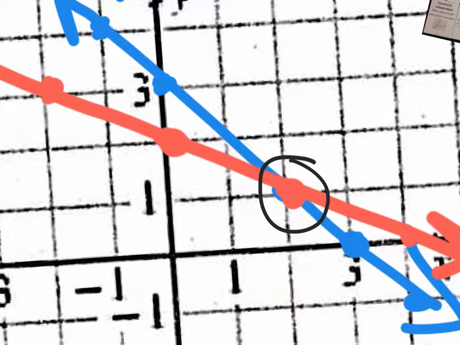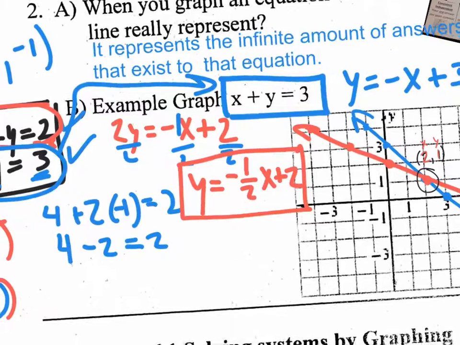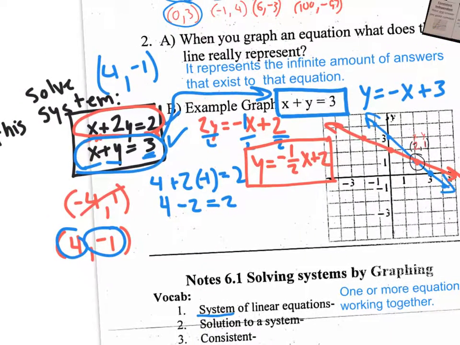And that point of intersection right there, the coordinate is 2, 1. Which means that your x value is 2, your y value is 1. And that's why the solution to the system is 2, 1. Does that make sense? So the answer to this system is x equals 2, y equals 1. And if you were to plug it in, you would double check it. And that's a lot better than guessing and checking.